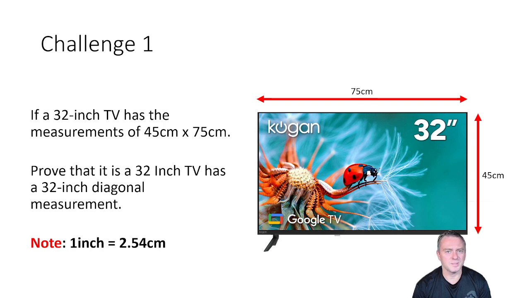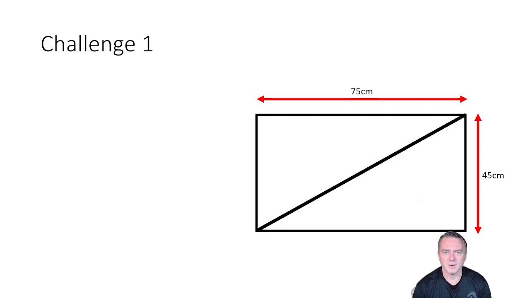If the 32-inch TV has the measurements of 45 by 75, prove that it has a 32-inch diagonal measurement. And then we note that 1 inch is equal to 2.54 centimeters. So let's have a little go here. To start, that's basically what we've got. We've got two triangles with the diagonal in between. You can use either the top or the bottom. It doesn't really matter because both the sides on the left and the right are 45, and the top and the bottom are both 75. So I'm going to choose to use the bottom one here: 45 and then the 75, with a little right angle.